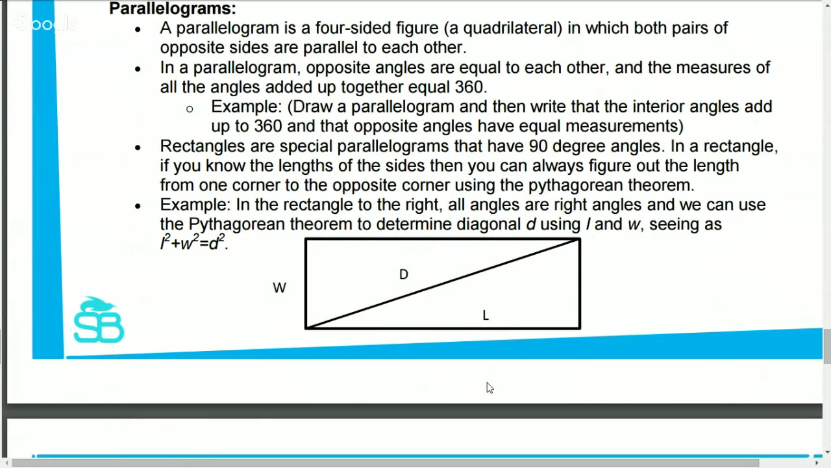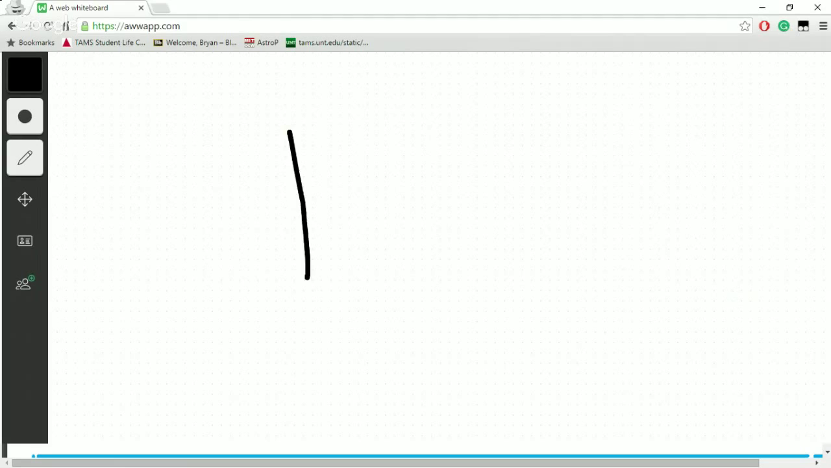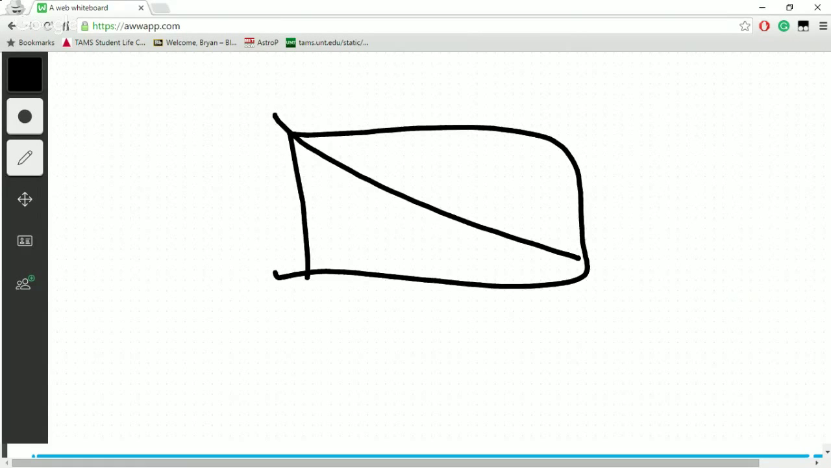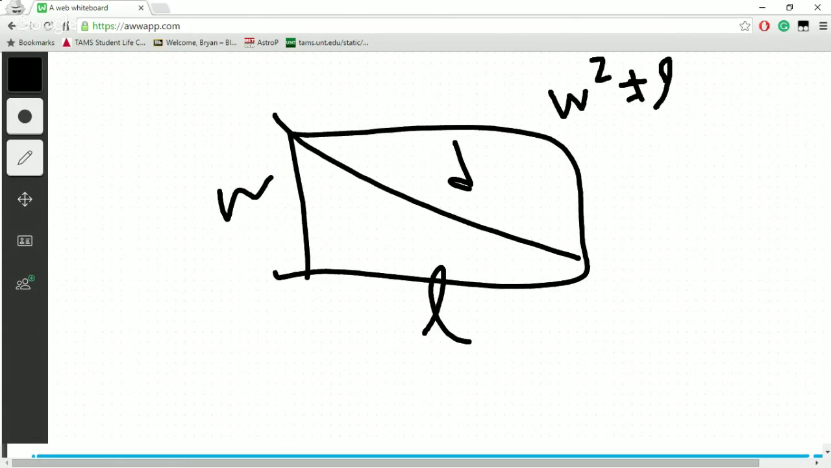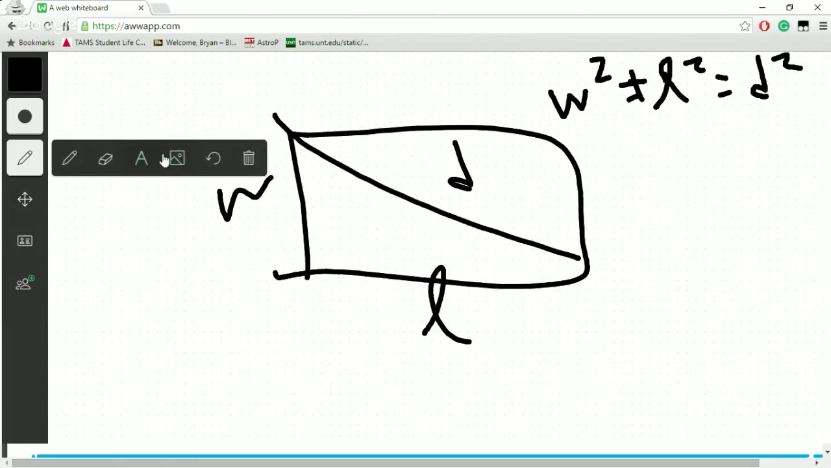Since we discussed that if you cut a rectangle by a diagonal, you have the width, the length, and the diagonal, we can use the Pythagorean theorem here as well. So instead of using A, B, and C, we use W, L, and D. So W squared plus L squared equals D squared. Still the same formula.